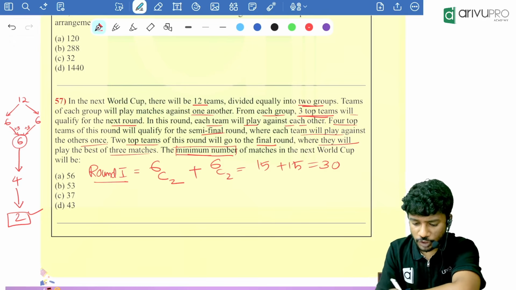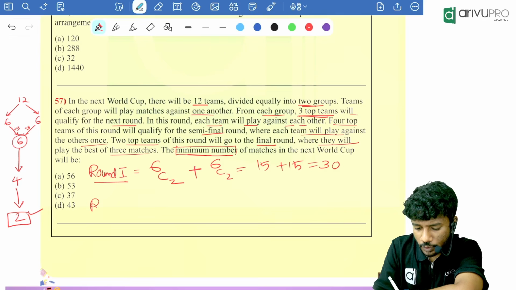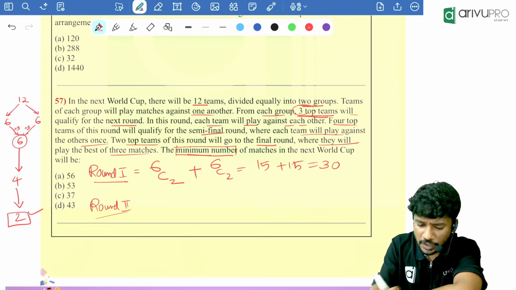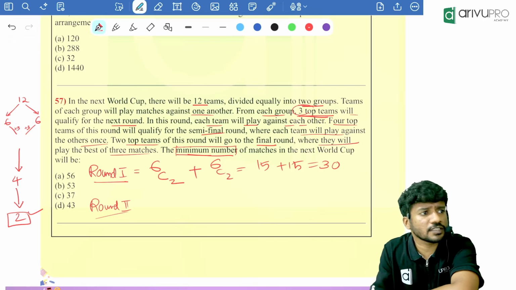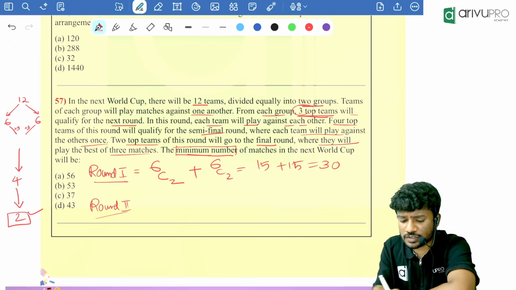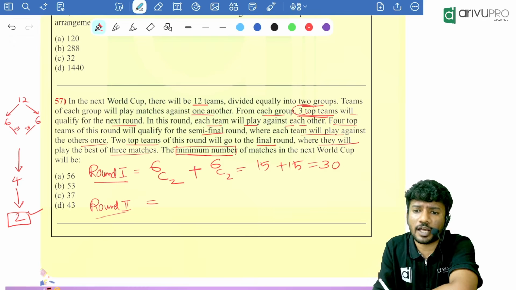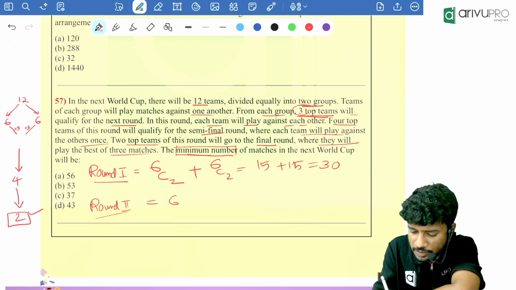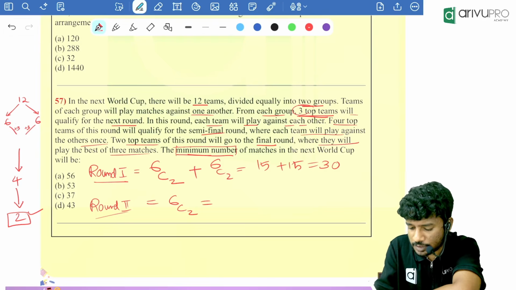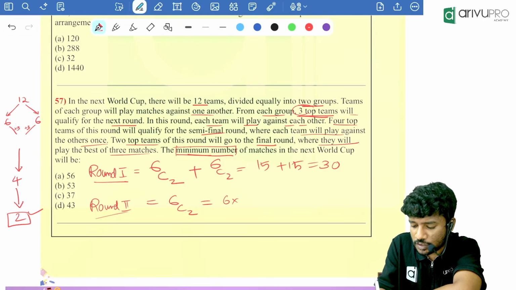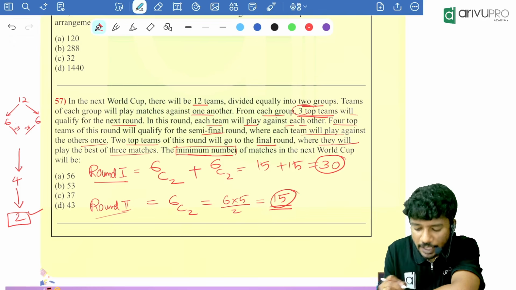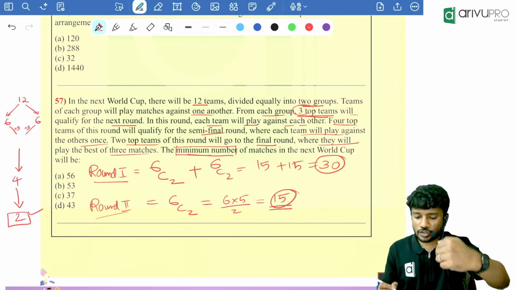Then, round 2. Round 2, what is happening? The top 3 teams from each of the 2 groups are coming here. That is how many teams in total? 6 teams are there in total in round 2. They are playing against each other. How many matches will be there? 6C2 matches, that is 6 into 5 divided by 2, which is 15. So again, 15 matches in round 2.